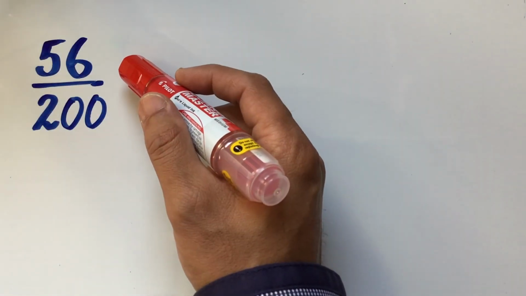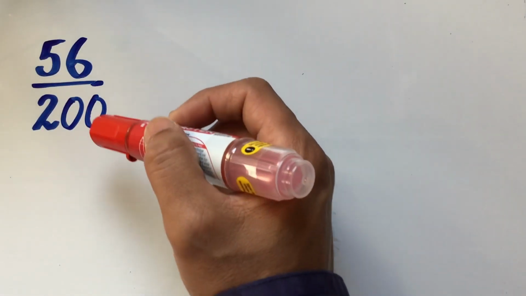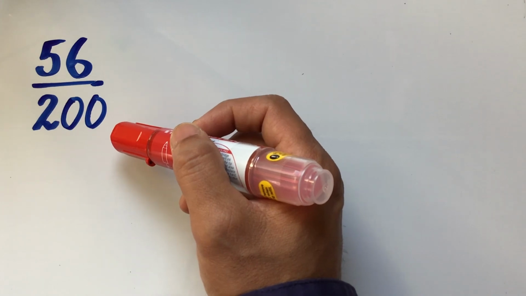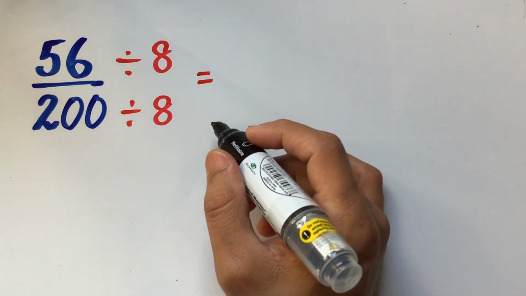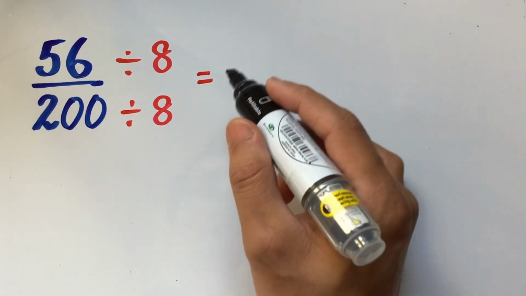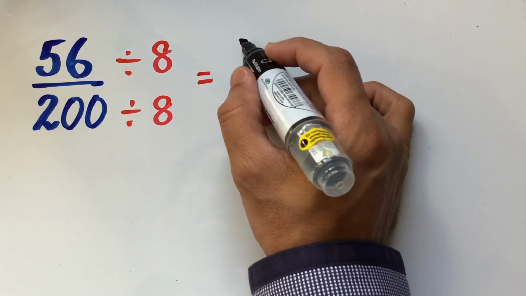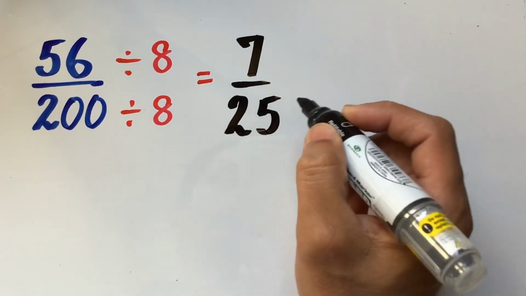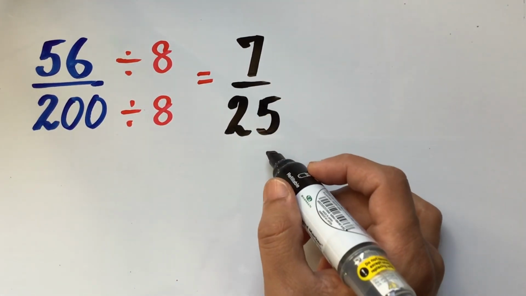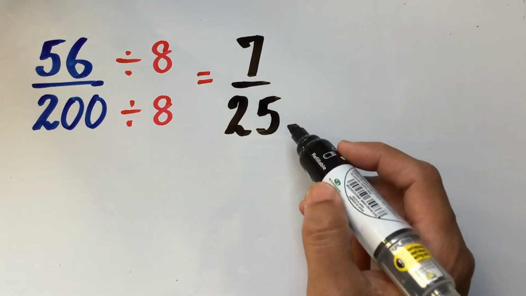Now if you know the HCF or the highest common factor between the numerator and the denominator, you could use it to simplify the fraction. The HCF of 56 and 200 is 8. And so if we divide this fraction by the HCF, which is 8, we could get the answer in one step. 56 divided by 8 gives us 7, 200 divided by 8 gives us 25. 7 over 25 is in the lowest term for the fact that they have only 1 as a common factor.